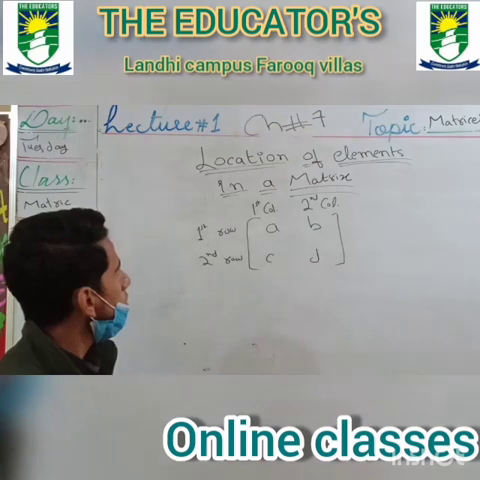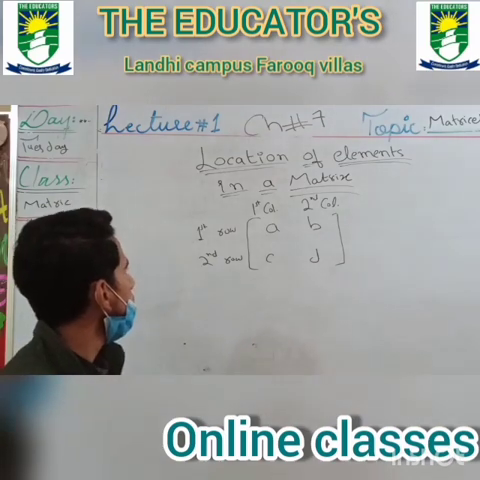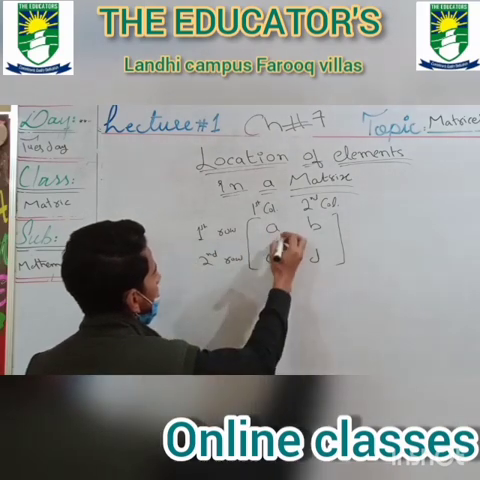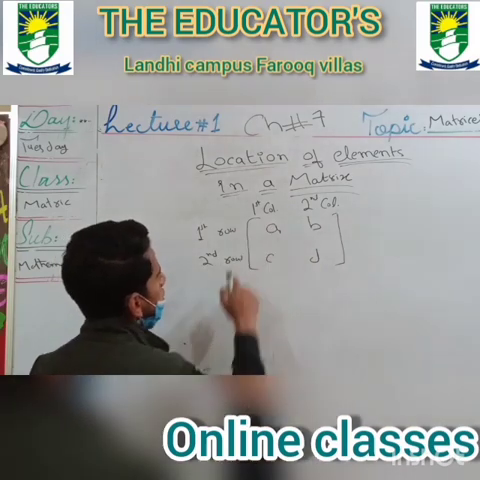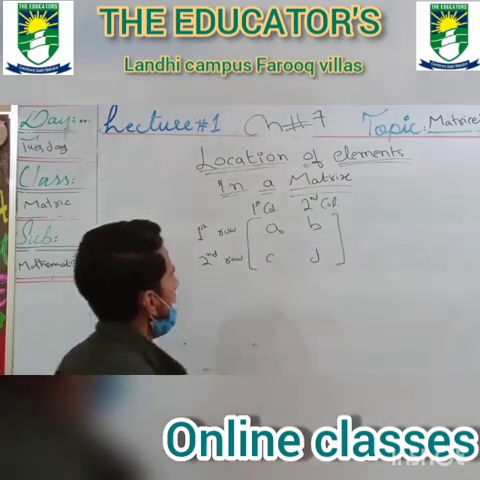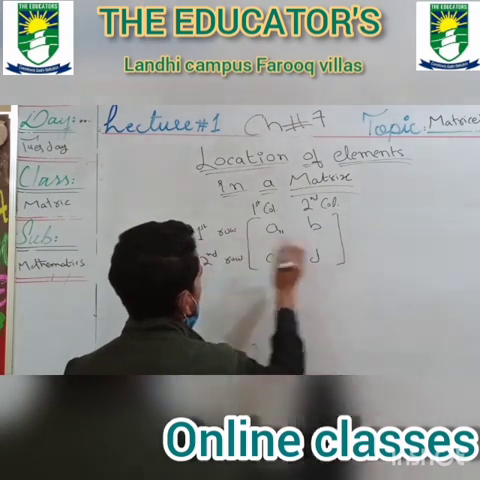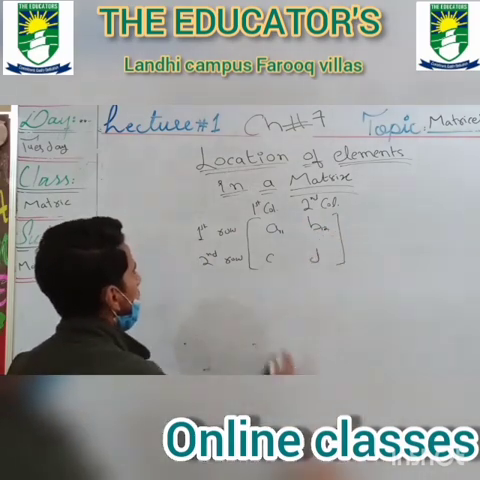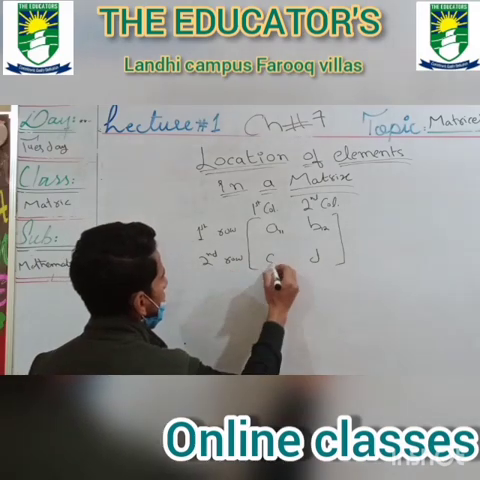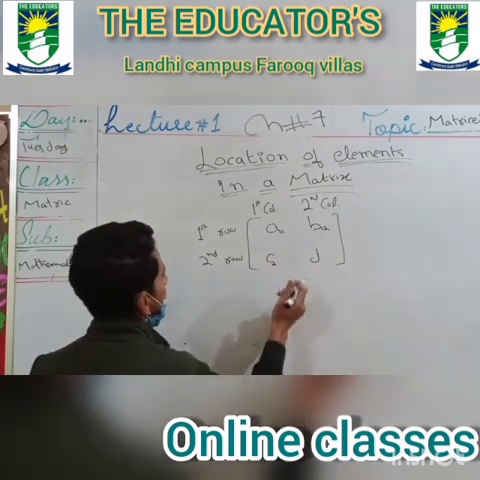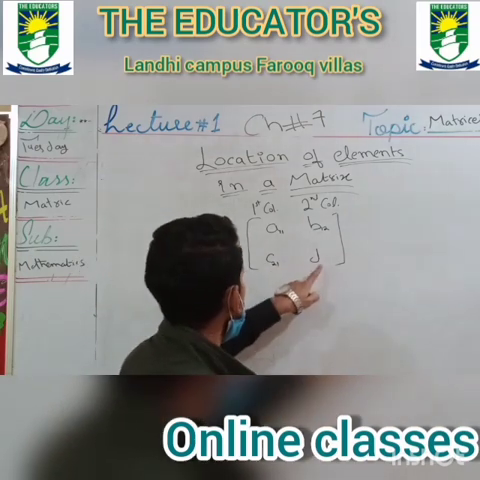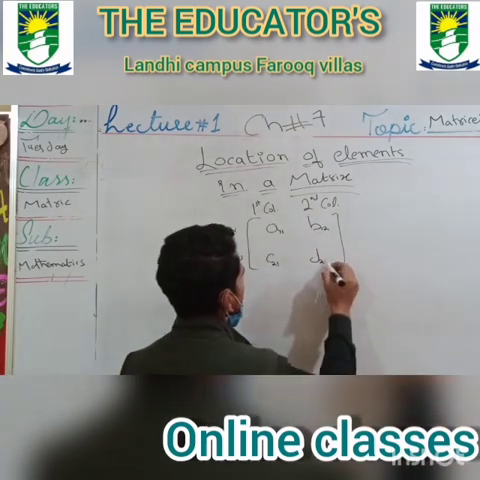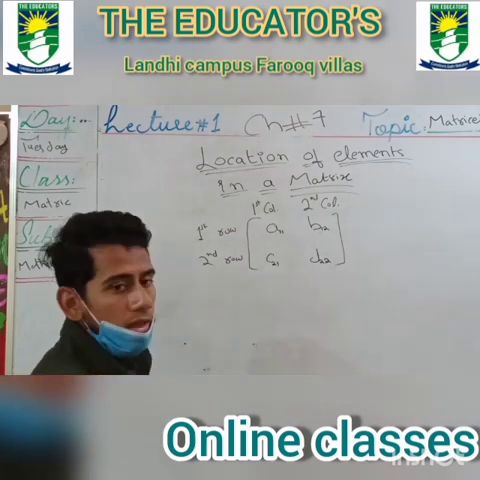In order to find the location of an element, you simply have to figure out which row and which column it is in. A is associated with the first row, so we write 1 here, and with the first column, so we write another 1 here. B is associated with the first row, so we write 1, and with the second column, so we write 2. C is associated with the second row, so we write 2, and with the first column, so we write 1. The last one, D, is associated with the second row, so we write 2, and with the second column as well, so we write 2. This is how we locate elements in a matrix.